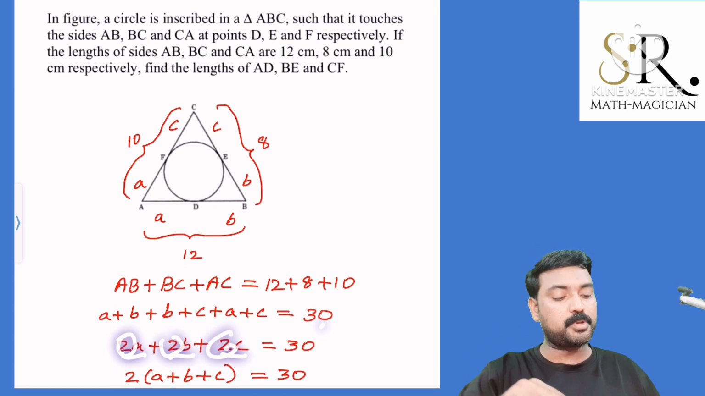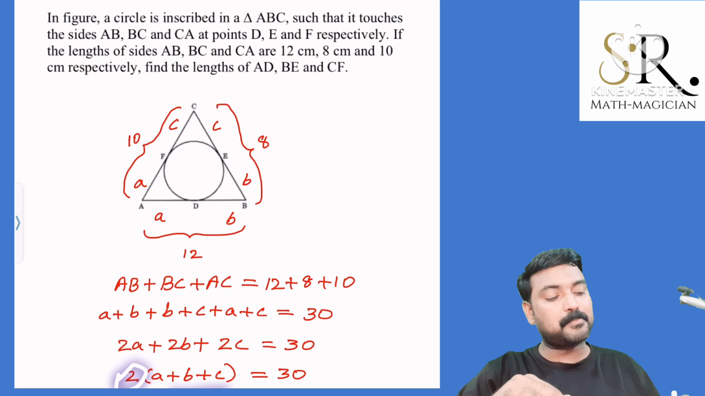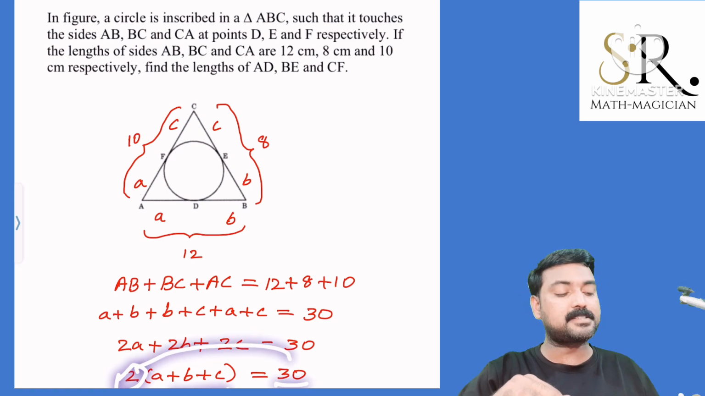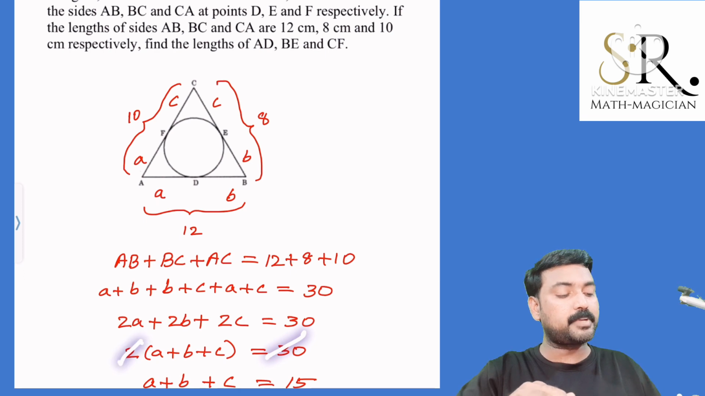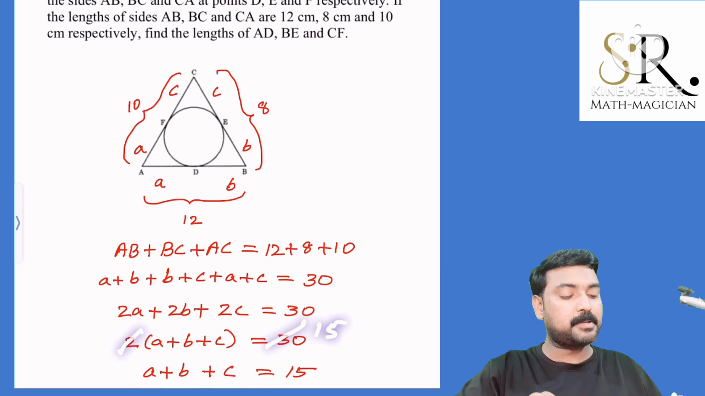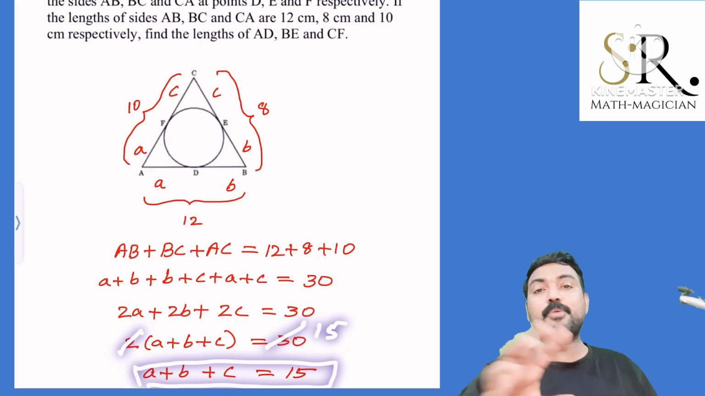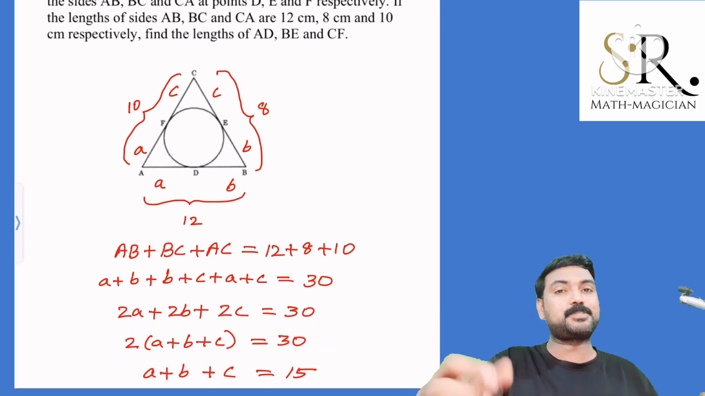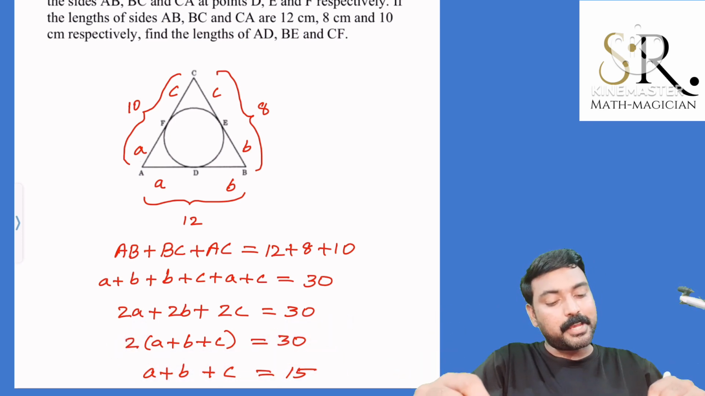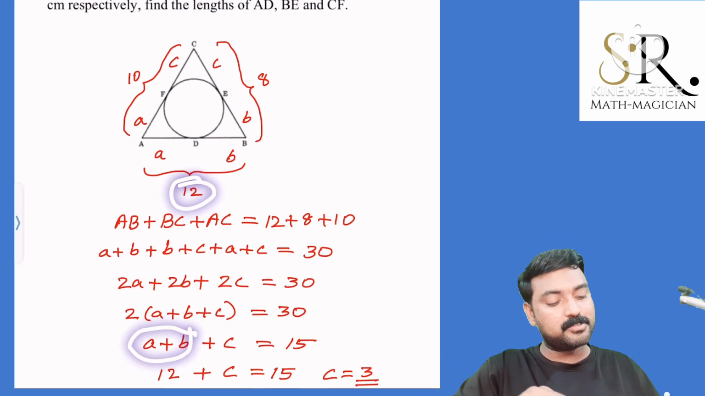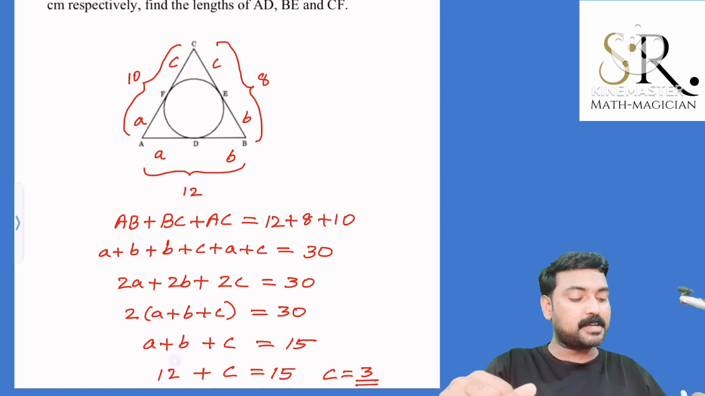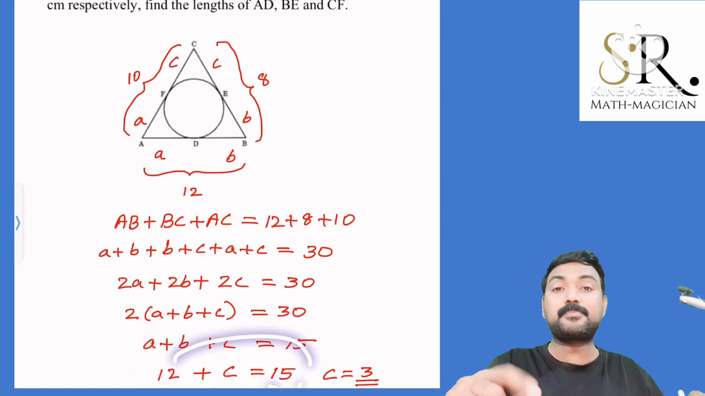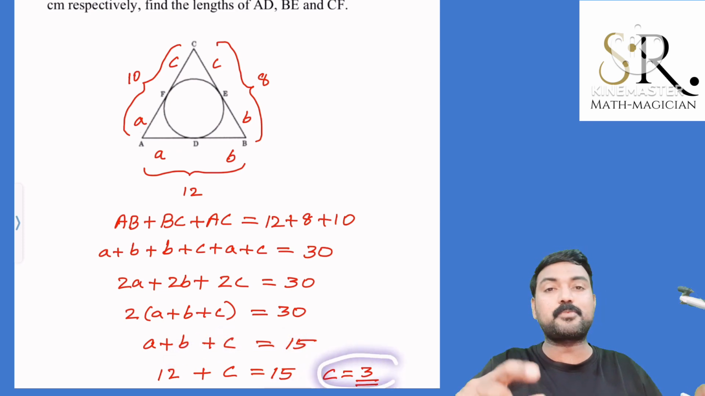So what is the answer? 2 into (a plus b plus c) is equal to 30. This 2 transposed to the right side will be dividing. So 30 divided by 2 we get 15. So a plus b plus c is equal to 15. Now we can find each and every part. It's very easy. Already we know a plus b is 12. So instead of a plus b, we can put 12. So 12 plus c is equal to 15. This 12 transposed to the right side becomes subtraction: 15 minus 12. What is 15 minus 12? That is 3. So we got the answer c is 3.